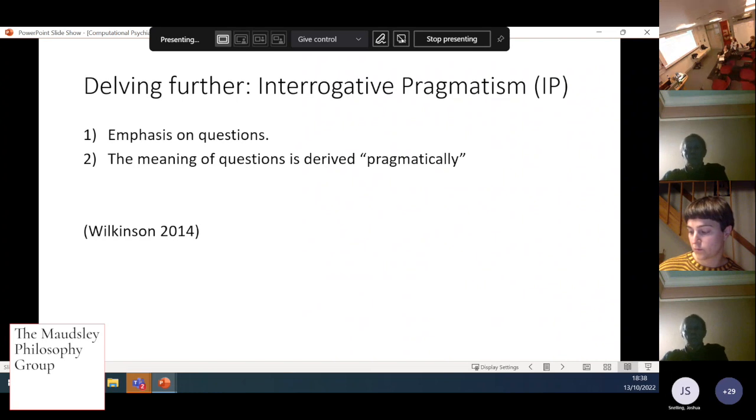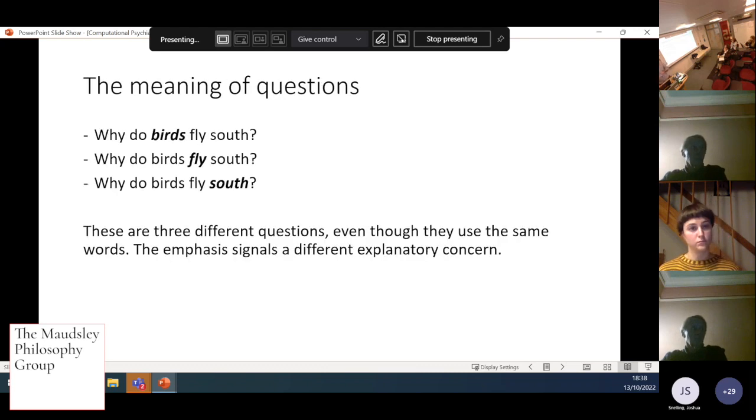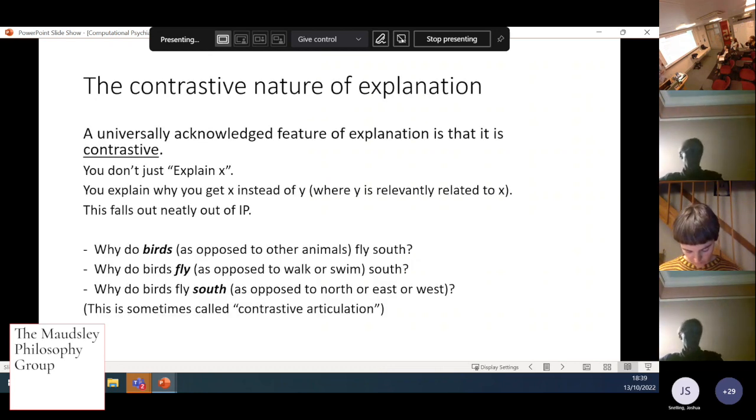So there's a kind of pragmatism that I endorse called interrogative pragmatism, and it has a particular emphasis on questions and on the meanings of questions as derived pragmatically. So compare these questions. Why do birds fly south? Why do birds fly south? Why do birds fly south? Although these are exactly the same string of words, these are different questions. The emphasis signals a different explanatory concern.